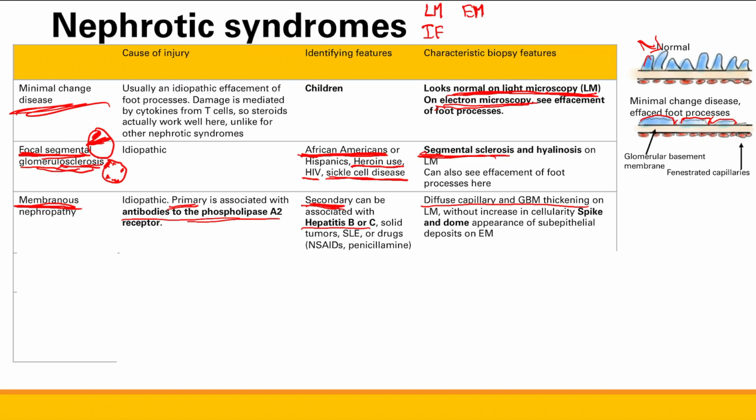And there's no increase in cellularity. Remember that increase in cellularity. What was that word that we would use for that? Remember that word would be proliferative. Well, we don't see proliferative in its name, so there's no increase in cellularity in this disease.